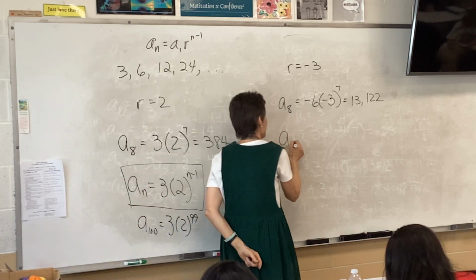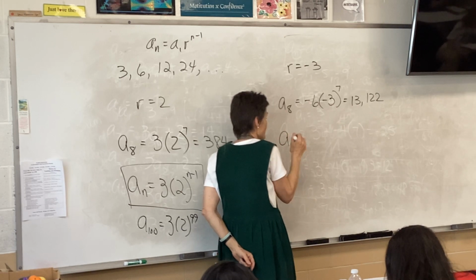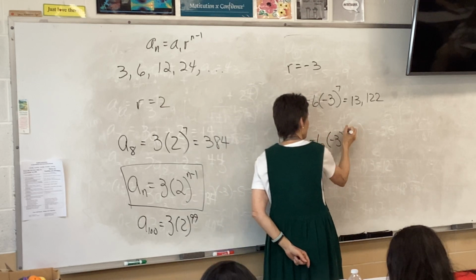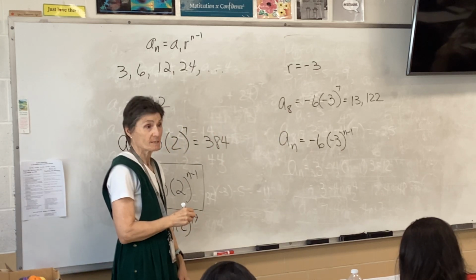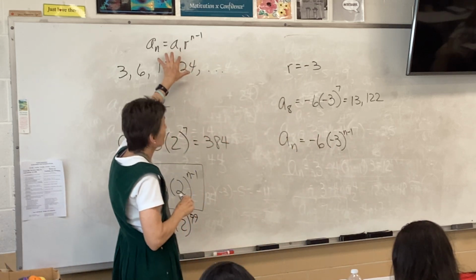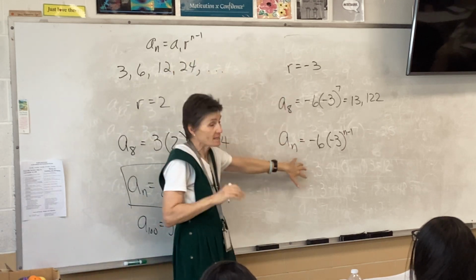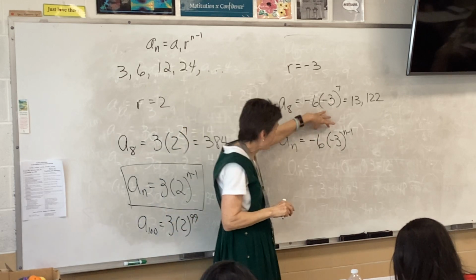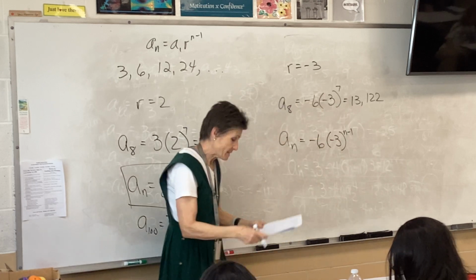So this is the formula for the 8th term. What is my formula for any term in general? -6 times -3 to the n minus first. That's called the explicit rule. That is the formula for this problem. This is the general formula for every geometric sequence. This one is specific to this particular problem. Do not ever combine these two numbers. They stay separated.